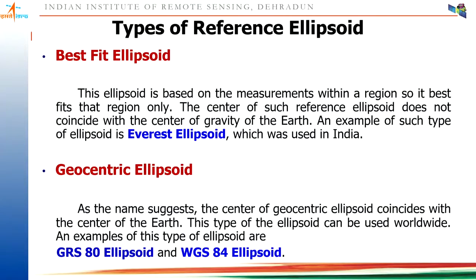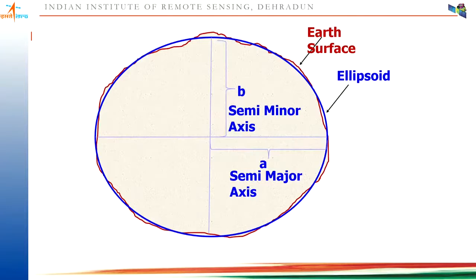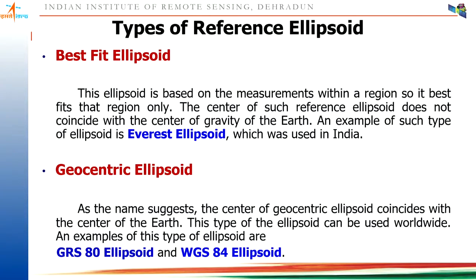So now you know the concept of the ellipsoid. Based on that we can have two types of ellipsoid. This ellipsoid is based on the measurement within a region, so it best fits that region only. The center of such a reference ellipsoid does not coincide with the center of gravity of the earth. An example of such a type of ellipsoid is the Everest ellipsoid, which was used in India.